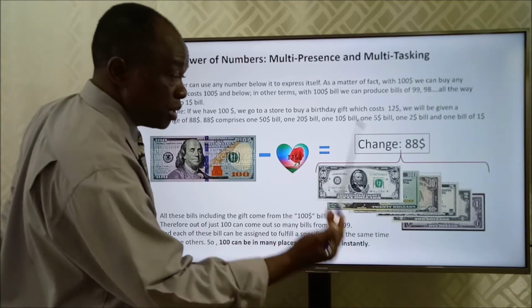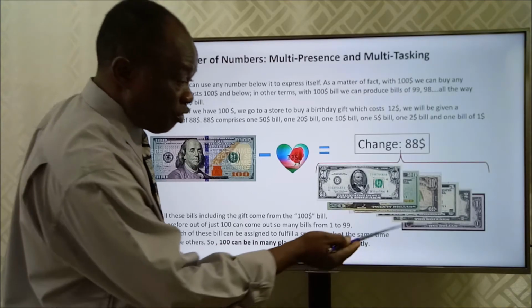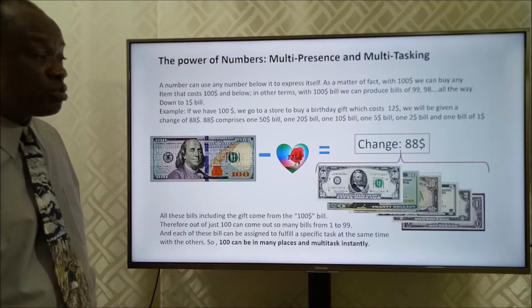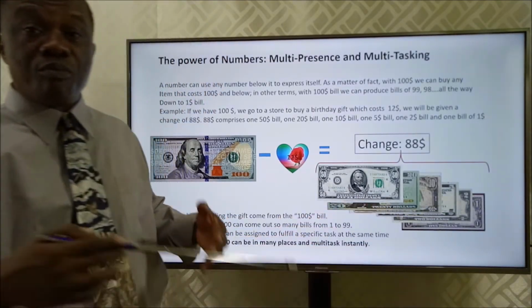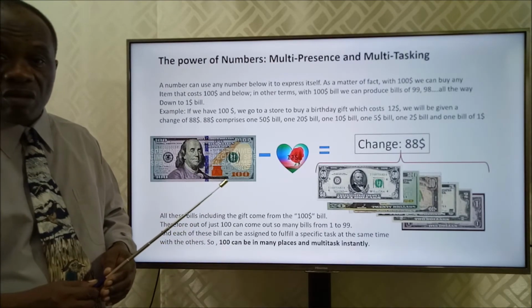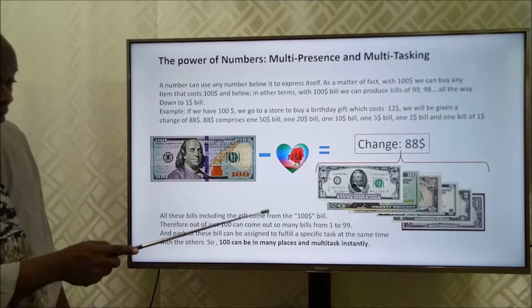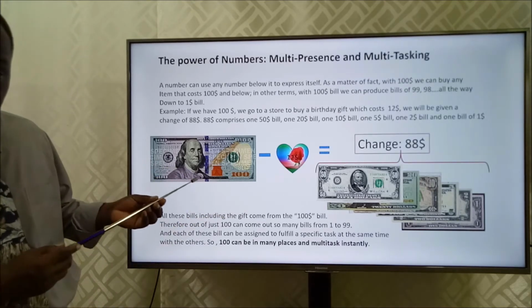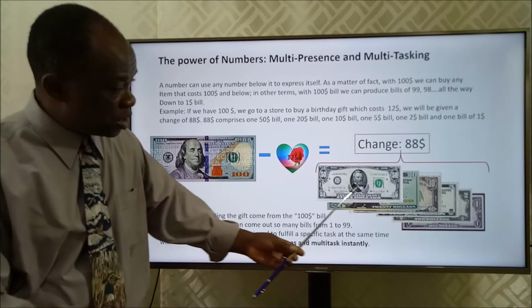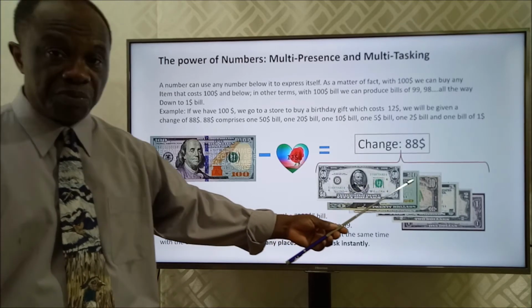We can produce bills of 99, 87, 52, 50, and so on, down to 1. So we have more degrees of freedom. For 100, we can do more. So that's why, if we go back to our example here, after buying your gift, you have all these bills. You can still buy other items out of these bills.